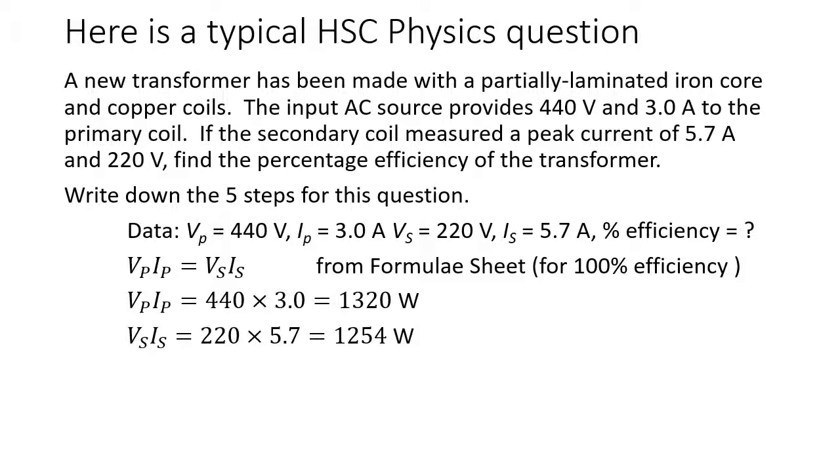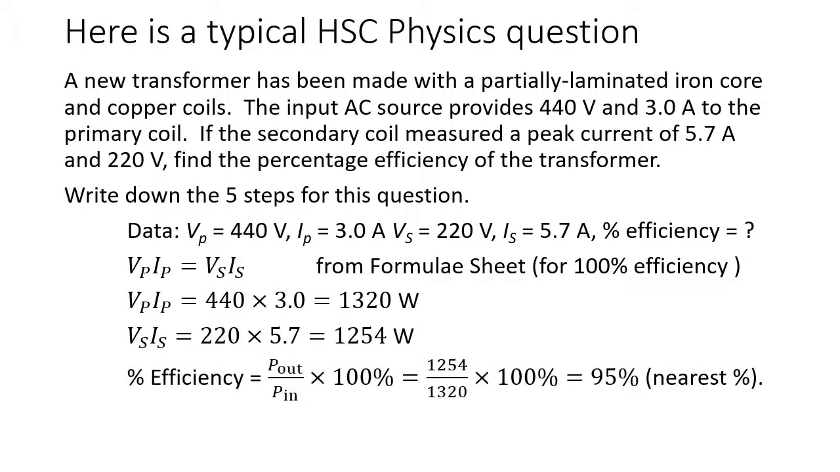Now we need to work out the percentage efficiency. To do that, we form a fraction, power out over power in times 100, and put a percent sign. So 1254 over 1320 times 100% equals 95% to the nearest percent.